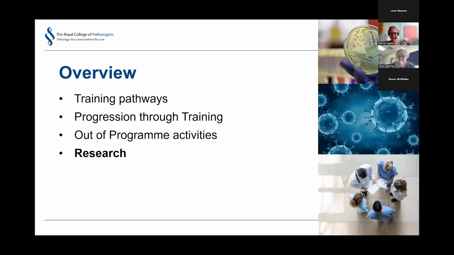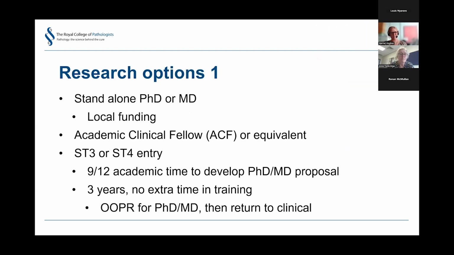So yeah, just to mention research. There are lots of options for doing research, and you may not even have contemplated research as part of your training from where you're standing at the moment, but we're a relatively academic specialty. There are often research opportunities. Talk to the people that you're training with, talk to other trainees around, see what's around.